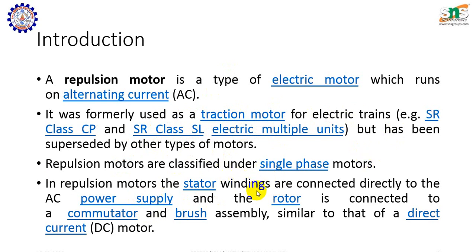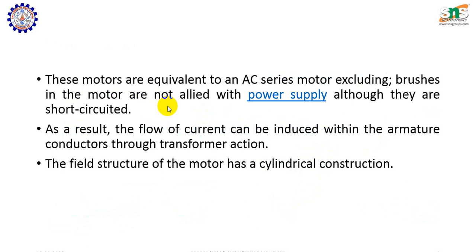In a repulsion motor, the stator windings are connected directly to the AC power supply, and the rotor is connected to a commutator and brush assembly similar to that of a direct current DC motor. And these motors are equivalent to an AC series motor. The brushes in the motor are not connected with the power supply, although they are short circuited. As I mentioned, the brushes play a major role in the repulsion motor. As a result, the flow of current can be induced within the armature conductors through the transformer action.